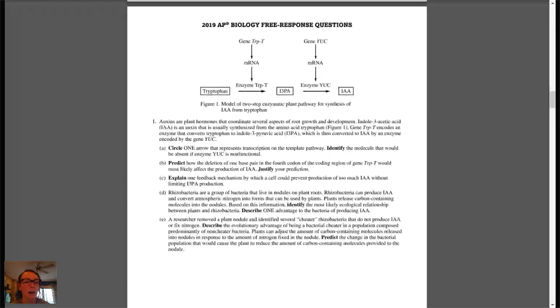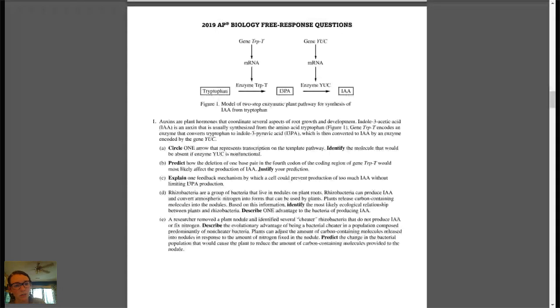Okay, so question 1: auxins are plant hormones that coordinate several aspects of root growth and development. Indole-3-acetic acid, IAA, is an auxin that is usually synthesized from the amino acid tryptophan. Gene TRPT encodes an enzyme that converts tryptophan to I3PA, which is then converted to IAA by an enzyme encoded by the gene YUC. All right, so first point. Remember, each bolded word is a point.